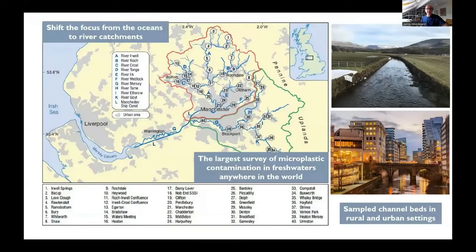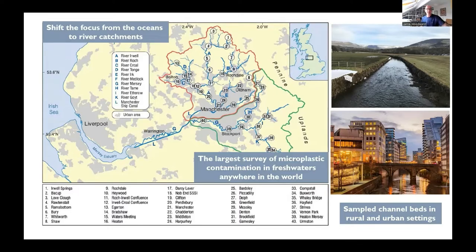Back in 2015, a group of us in the Department of Geography at Manchester started to think about microplastics in rivers. Up to that point, most of the science on microplastics had focused very much on the oceans, with very little work on river catchments. So we decided to look at all the rivers around Greater Manchester, and we identified 40 field sites in rural areas, in suburban areas, and right in the bright lights of Manchester city centre. And this is still one of the largest surveys of microplastic contamination anywhere in the world.